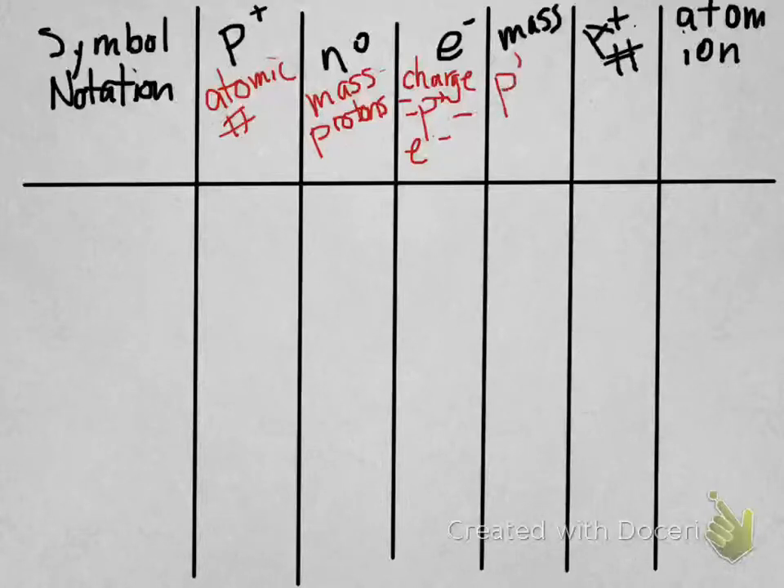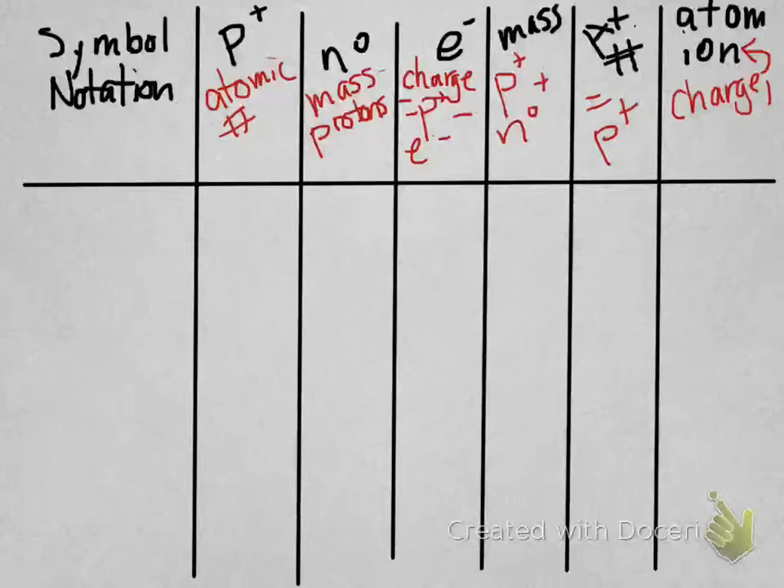Our mass is our protons plus our neutrons. Notice I'm using my symbols there to save a little space. Atomic number equals the protons. And then atom or ion is simply deciding, is there a charge or is there no charge? So it is an ion when it has a charge.